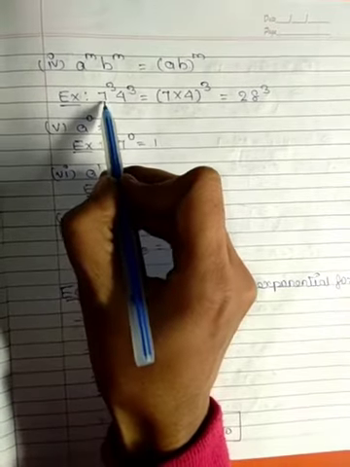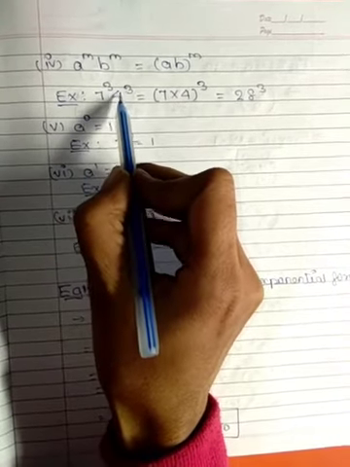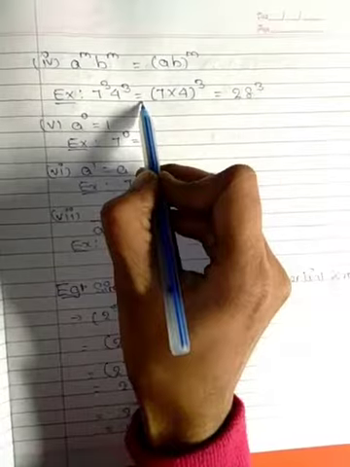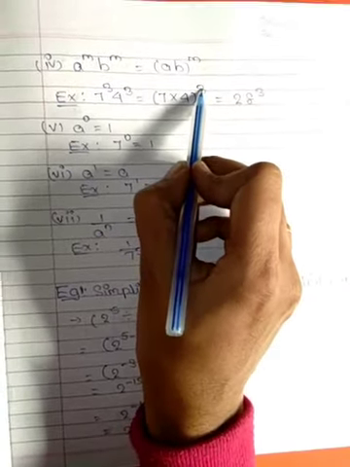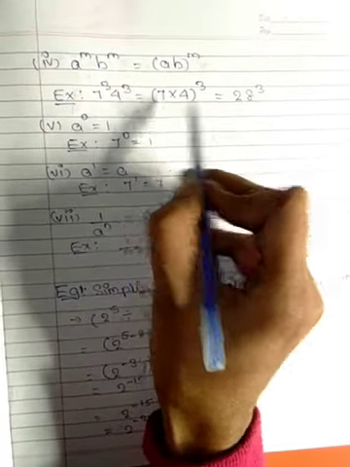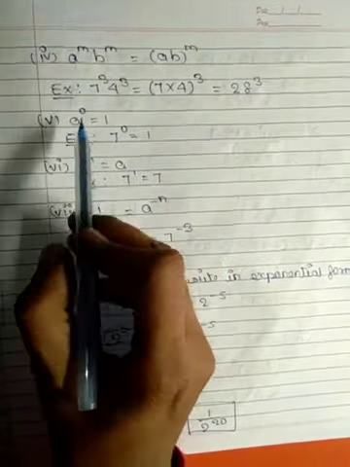So the example I have taken here, 7 cube multiplied by 4 cube, is equal to 7 multiplied by 4 the whole cube. Then you can multiply the bases and put the exponent in common. Okay, so this is our fourth law.